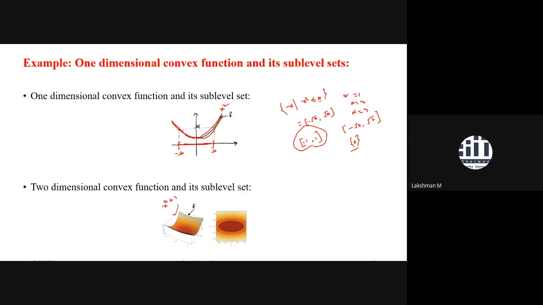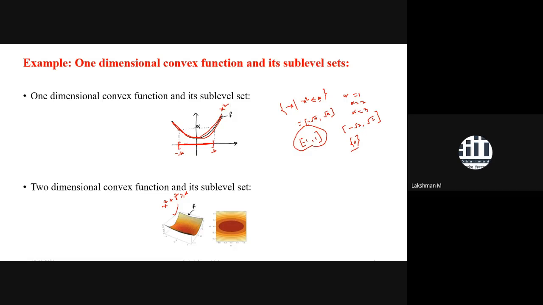And if you want to do a sublevel plot, then you have to define a contour, and the region under the contour would be your sublevel set. So here again, x square is positive, y square is positive, so this quantity would always be greater than or equal to 0. So your minimum alpha, you can take 0, or it would be positive.